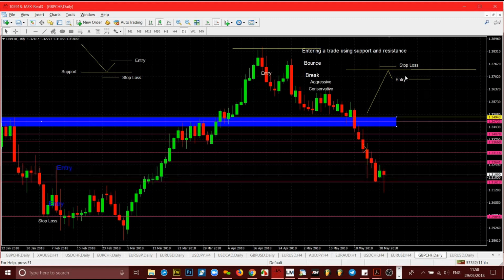And then where will be our profit? Sorry, what will be our stop loss? Our stop loss would be above. Will be somewhere around here, just to protect us. And then we can trade it down to our next level and take profit here. So that's how you trade support and resistance.